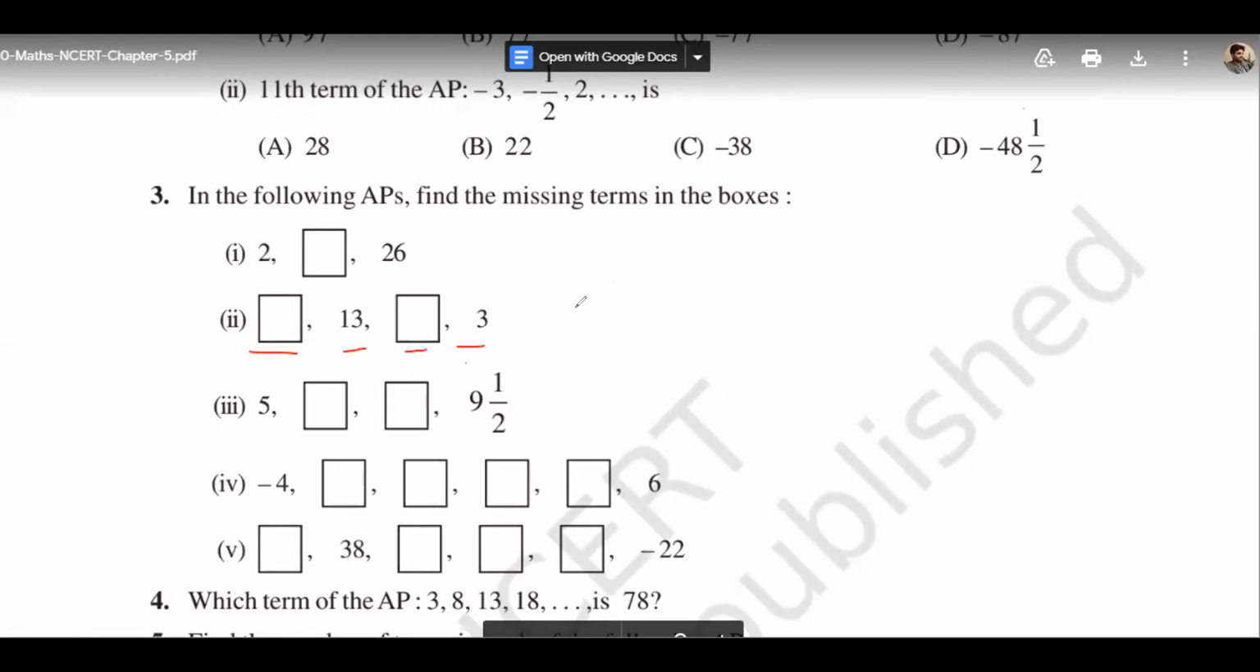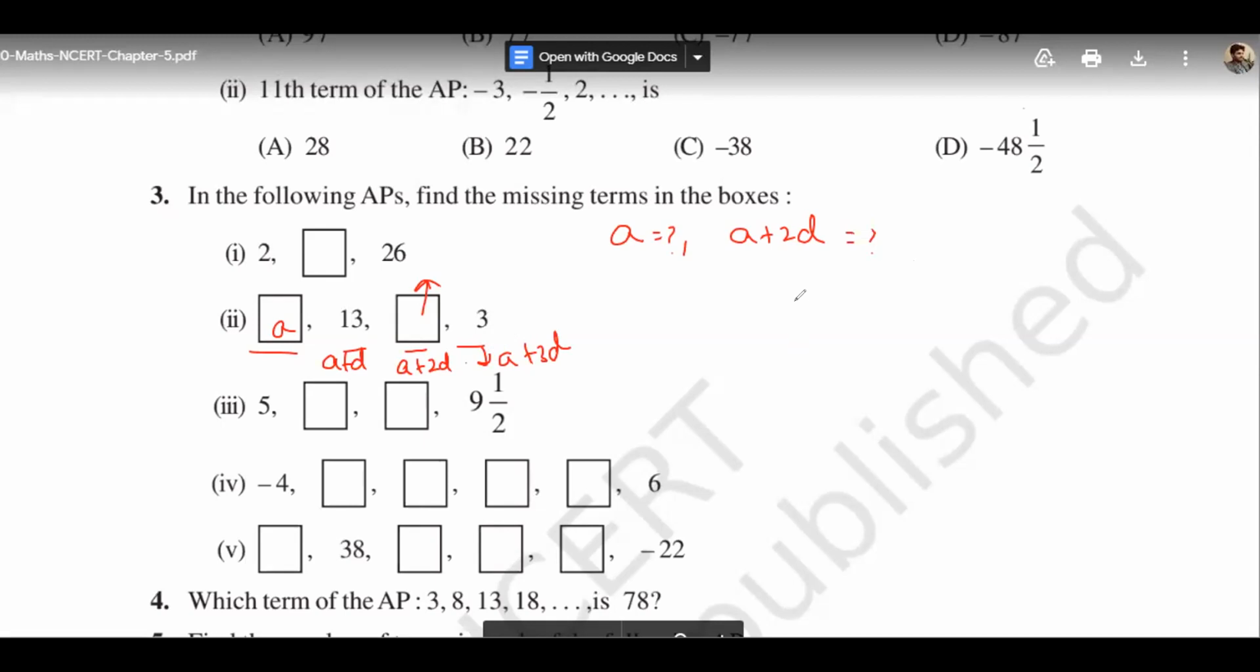Yes, sir. So you know that here is A and here is the third term. The third term is A plus 2D. Means you know that A and A plus 2D are missing. The first term is A, the second term is A plus D, the third term is A plus 2D, the fourth is A plus 3D. Okay, everyone understood this concept? So these are missing, you need to find out these values.